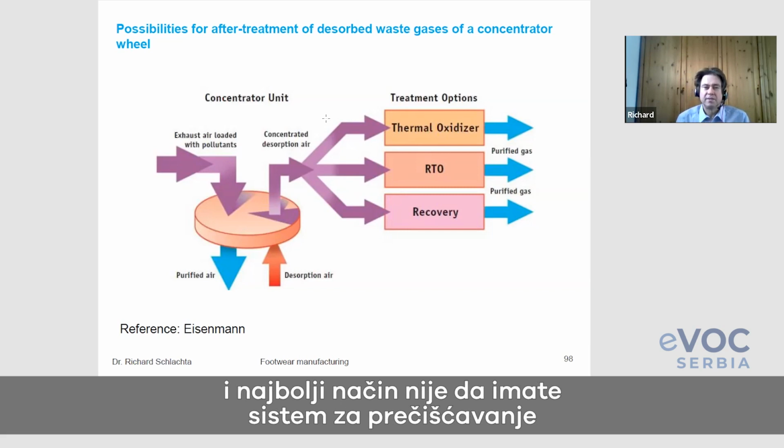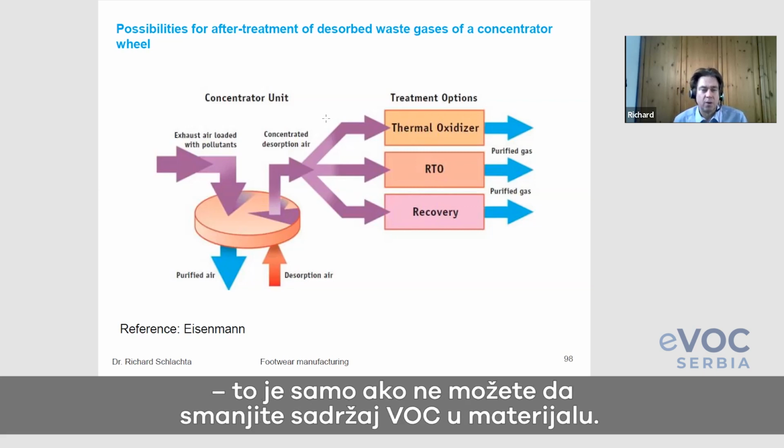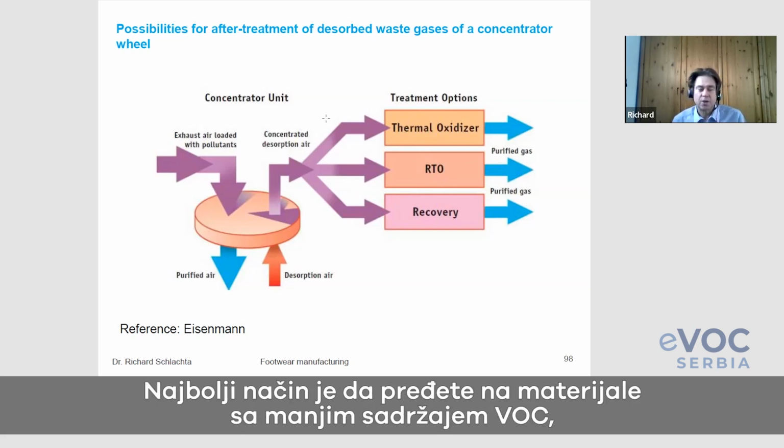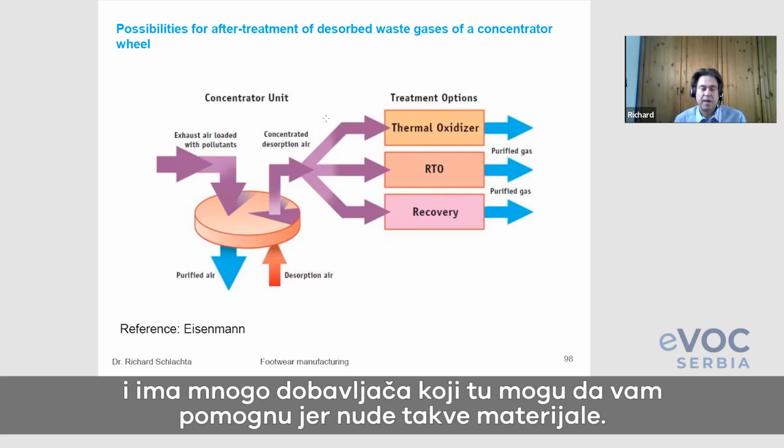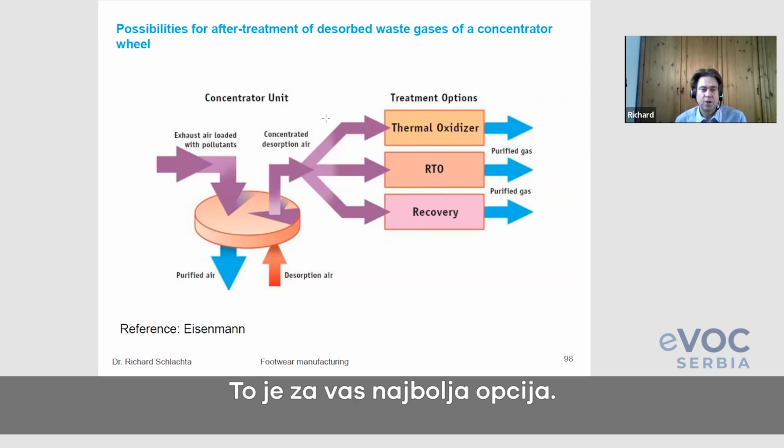And the best way is not to install a waste gas abatement system. That is only if you see no chance to reduce the VOC content in the materials. The best option is really, and there are a lot of suppliers who can help you because they are already offering low-VOC materials, to change to low-VOC materials. That is the option number one.